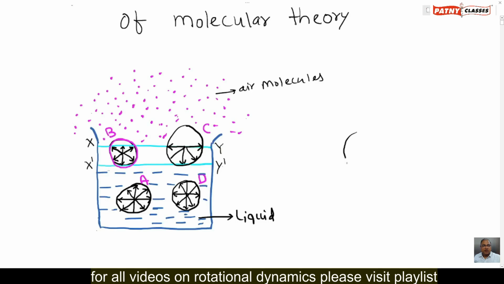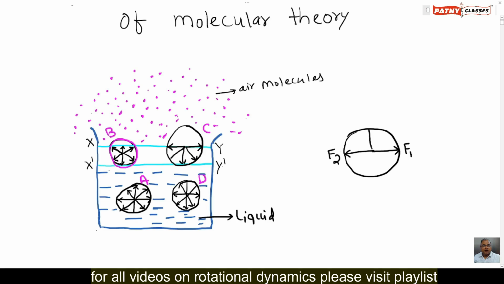Here is molecule A. On molecule A, we have shown an arrow mark. What does this arrow mark stand for? This arrow mark stands for a force acting in this direction, and let us call this force F1, and another arrow mark like this, let us call it F2.